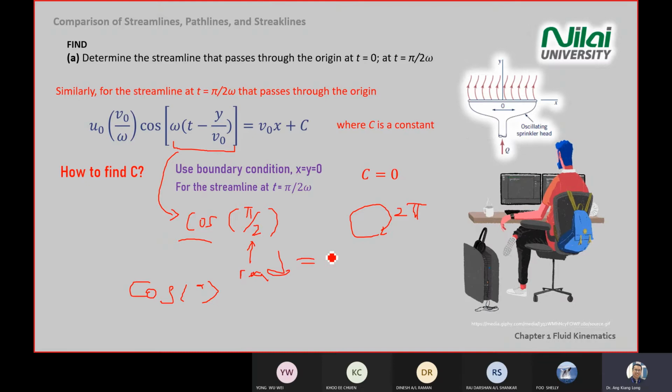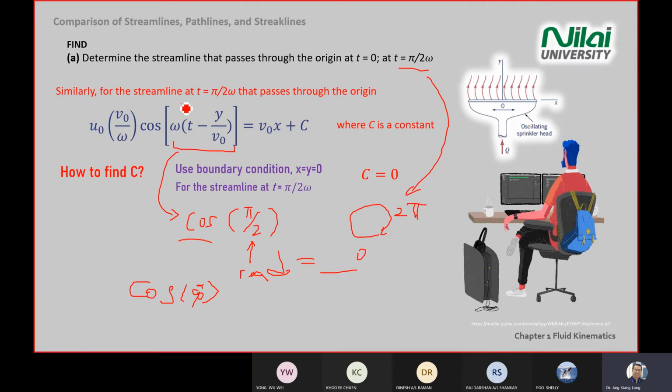This is the area where students cannot score full marks, because they forget to change the pi term into degree. You need to know how to change the radian pi into degree. So pi over 2 is 90 degrees, so cos 90 equal to 0.